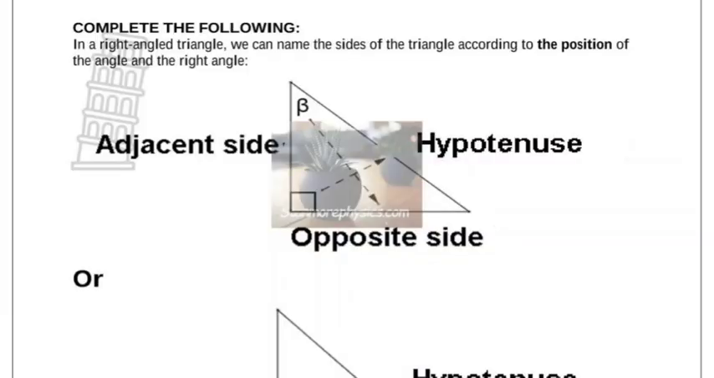So coming back to the information that was on the investigation, we were given two diagrams. And on the first diagram, we've got the angle represented as beta. So this is a Greek letter called beta. And in terms of beta, the side that lies directly opposite is called the opposite side. The side that lies next to beta is called the adjacent side, and the side that lies opposite the 90 degrees is called the hypotenuse.